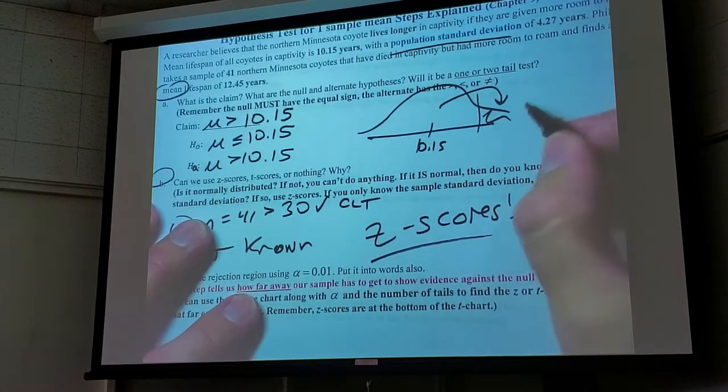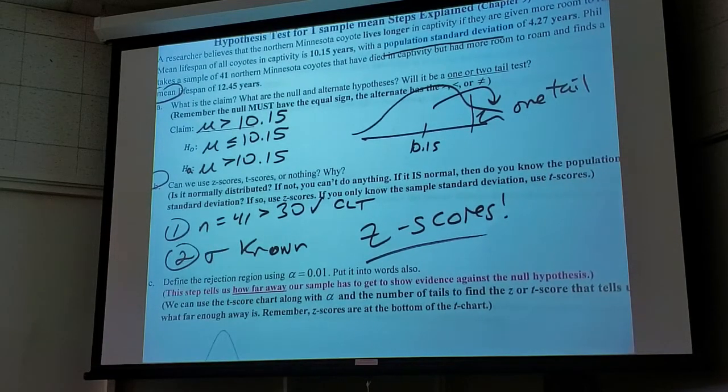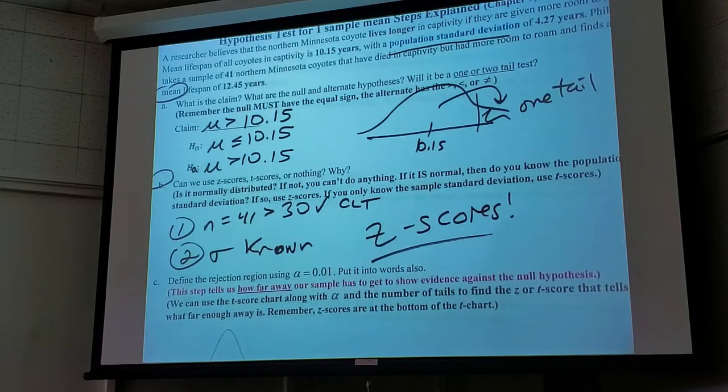Missed last time. Now that we know it's a one-tailed test, this shows you why the t-score chart is so useful. And why am I talking about the t-score chart? We just said z-scores. You guys should know that now, right? Why can we use the t-score chart? Because one of them is smarter here. It goes all the way down to z-score. Z-scores live at the bottom. And it's great because it's a one-tailed test.